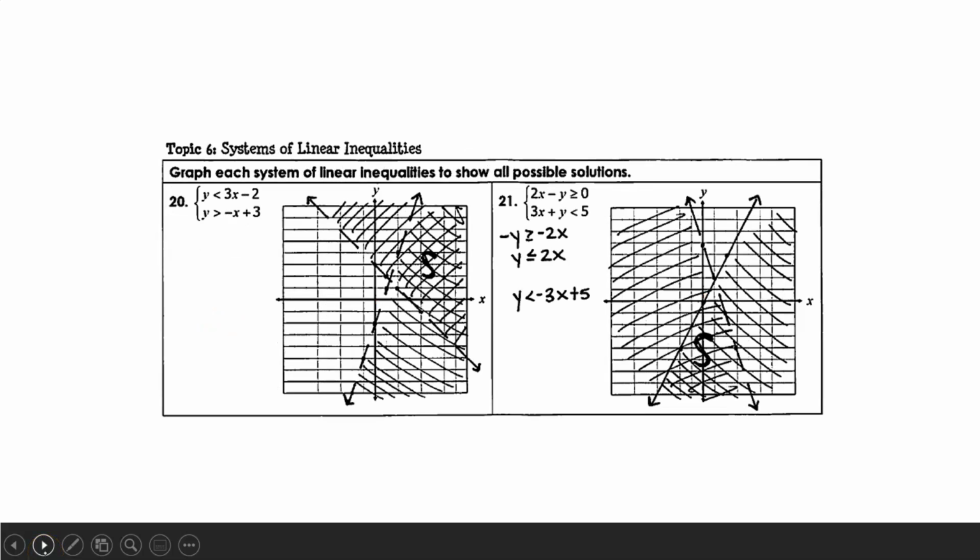Here's the system of equations. When you graph both of these, their intersection is right here, so that's your answer. 21, you have to move those into slope-intercept form. Remember to flip the sign. So here is my intersection right here.